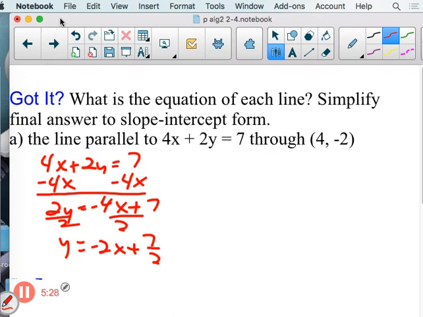Negative 2. So we're going to use the slope of negative 2, and we're going to use this nice little point 4, negative 2. And we're going to write an equation for y. Well, since we already went through so much of this, can you tell me what would be on the left side of my point-slope form?